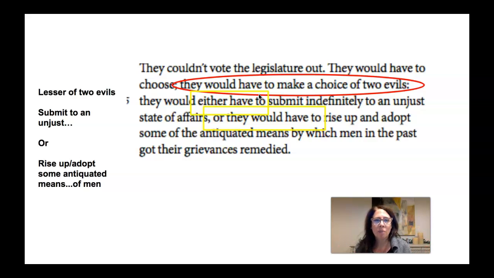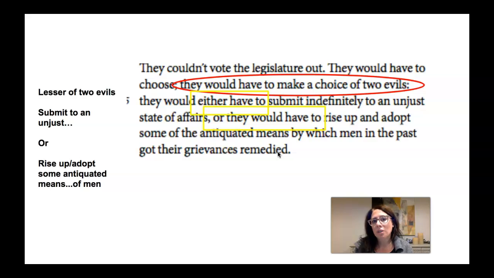Okay, so they say they couldn't. At the end, if they couldn't do something, they would have to choose, right? They would have to make a choice of two evils, colon. And so that's why I read to the very beginning of the sentence. So remember, 75, where they told us to go, is not the beginning of that sentence. So backtrack until you find the very beginning, okay? So they would have to choose between two evils. They would have to either do one, or they would have to do two. Those are the two evils.